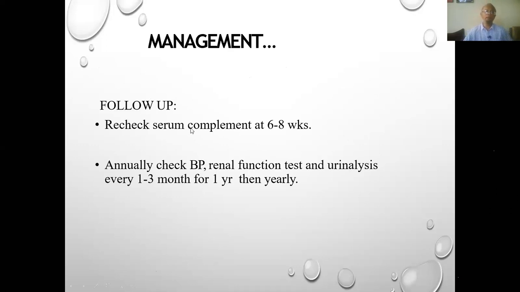You also have to recheck the serum complement at 6 to 8 weeks, and check the blood pressure, renal function test, and urine analysis every 1 to 3 months for 1 year, then yearly. Every 1 month first, and then at 3 month intervals, you have to check the urine examination, serum creatinine, and the blood pressure. Then after 3 months, at 1 year intervals. So this is also important for follow-up. Otherwise, the patient is clinically improving, but biochemically and other things may not be improved. So the patient may require some measures at that particular time.